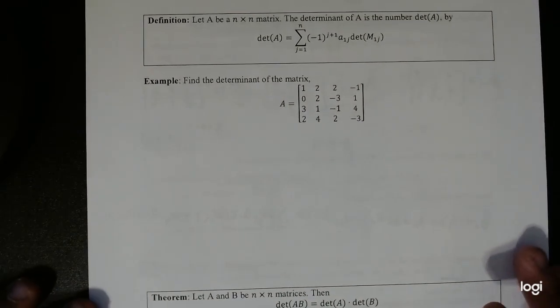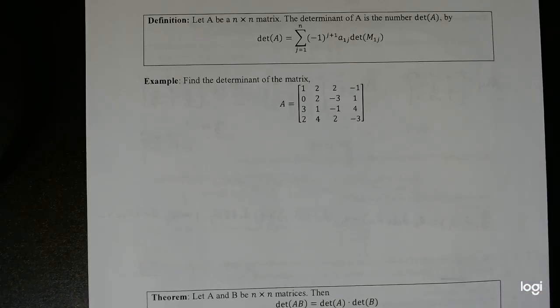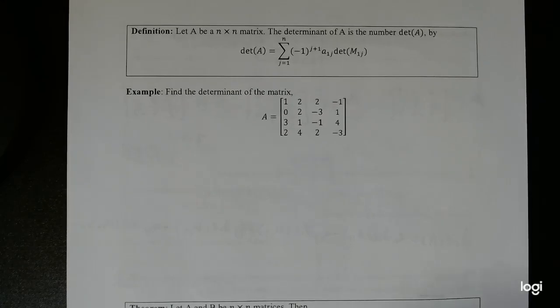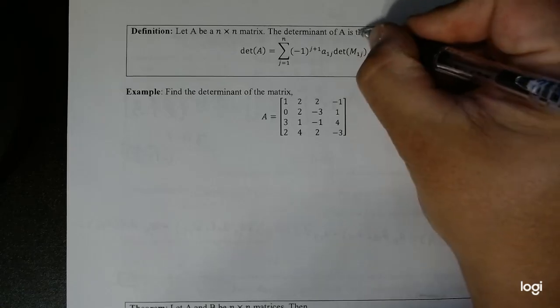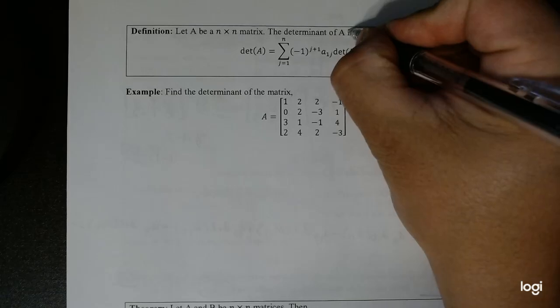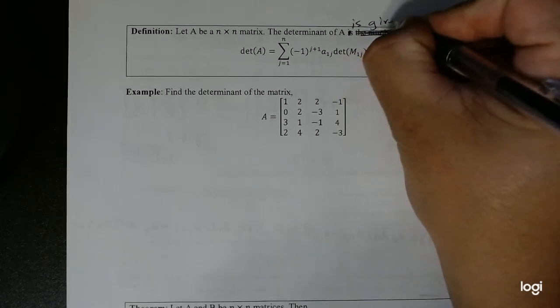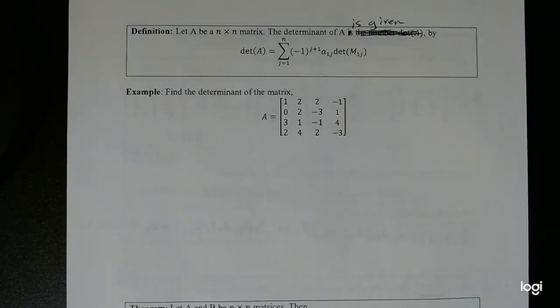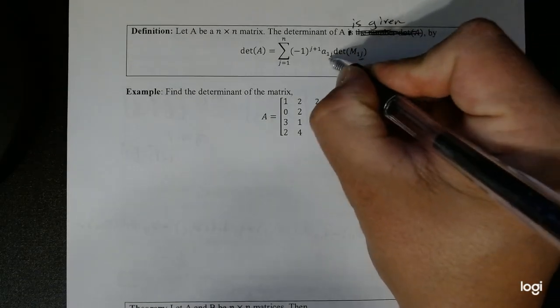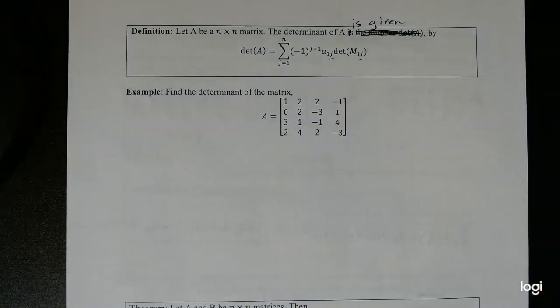So now we get the actual definition of an arbitrary determinant of an n by n matrix. Let A be an n by n matrix. The determinant of A is a number given by this equation. I should cross this out, it's not really proper math. It is given by this, where again, the jth component can change however I choose.